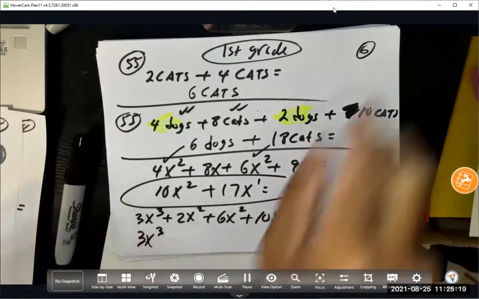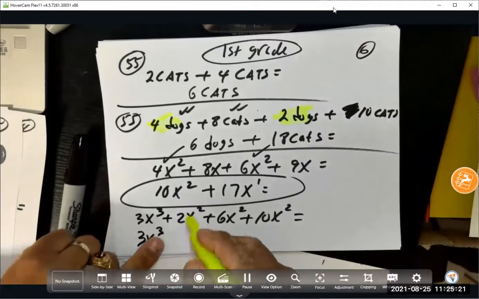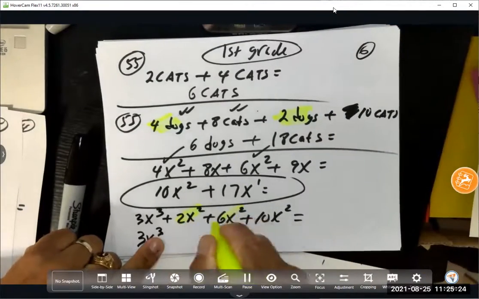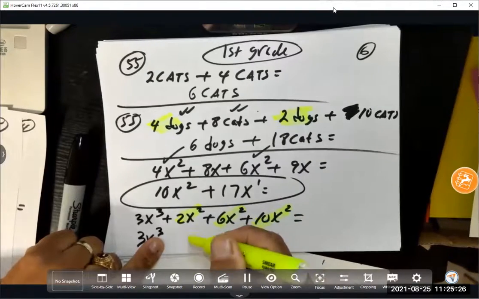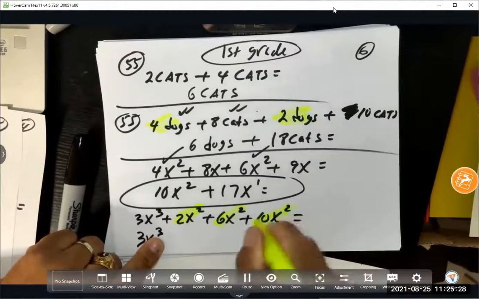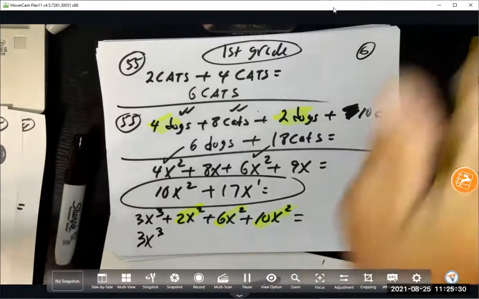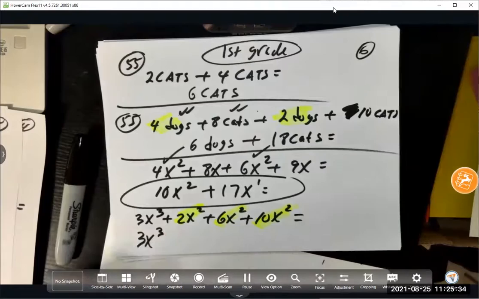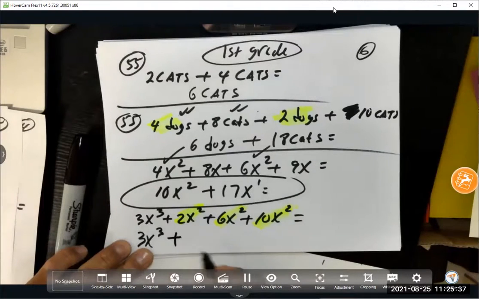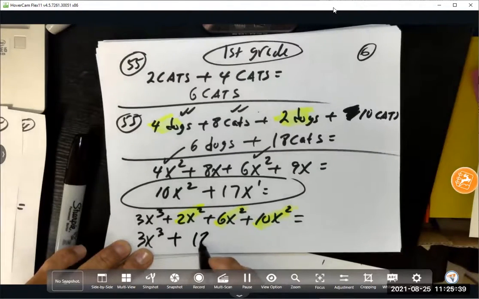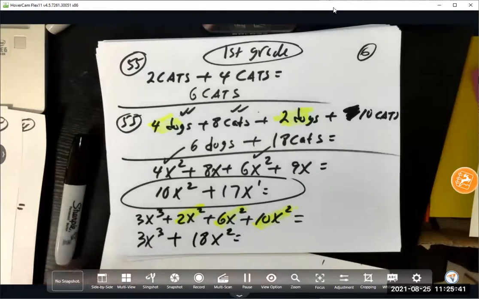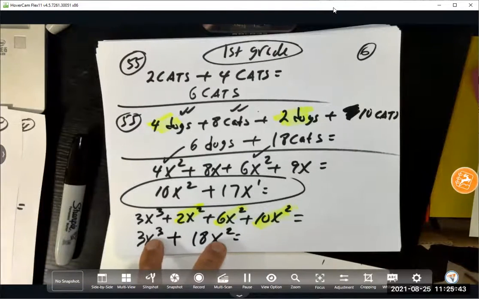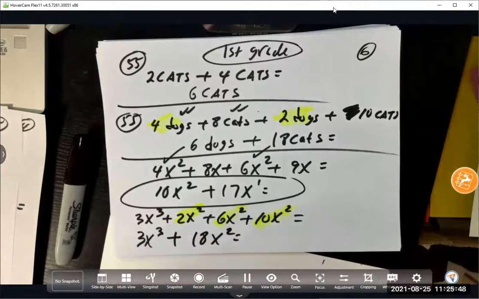But now, what about the last three? Can I add the x squares, the x squares, and the x squares? Yes or no? Yes, you can, right? So I'm gonna add them all up. So I have 2x squared, 6x squared, 10x squared. How much is that all together? 18x squared. Okay, and then that's all. I can't put this together because that has a 3 power, that has a 2 power. They're not like terms. Does that make sense? Kind of a little bit.